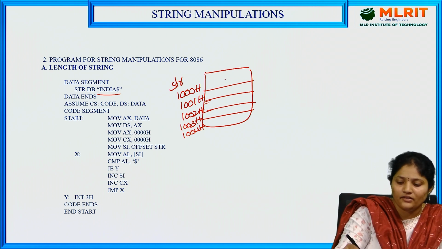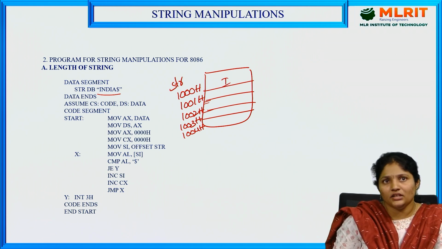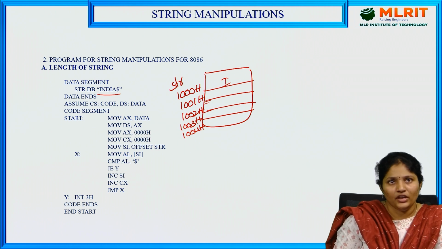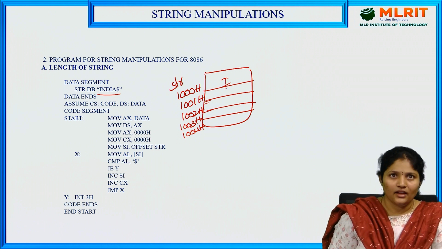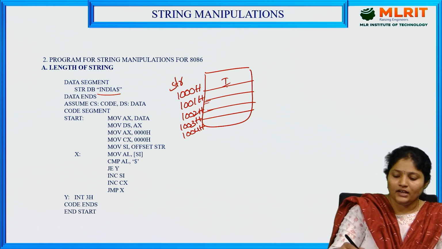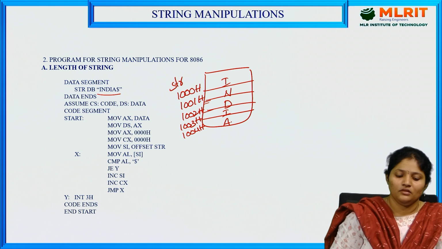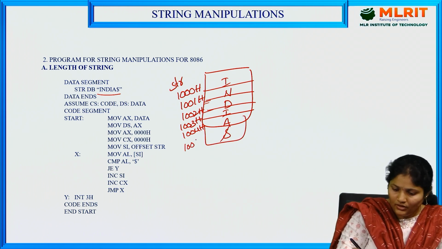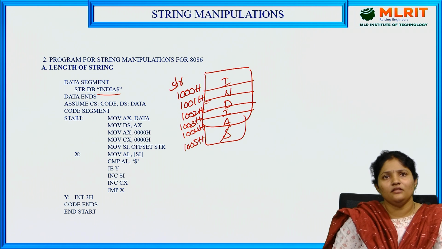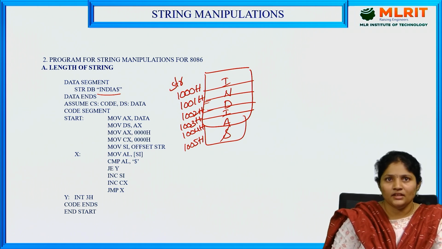So what is the string I have taken? In one location, only one character will be stored, because to store each character we need 8 bits. Memory locations are of 8 bits, so each location can hold only one character. Yes, dollar is also stored in one location. So you can count how many locations are present in the memory, and then you can say the length.